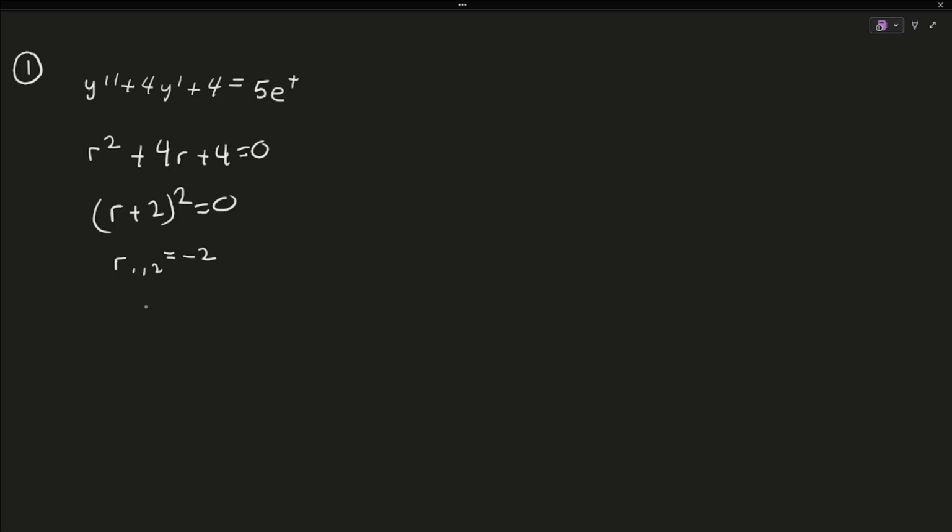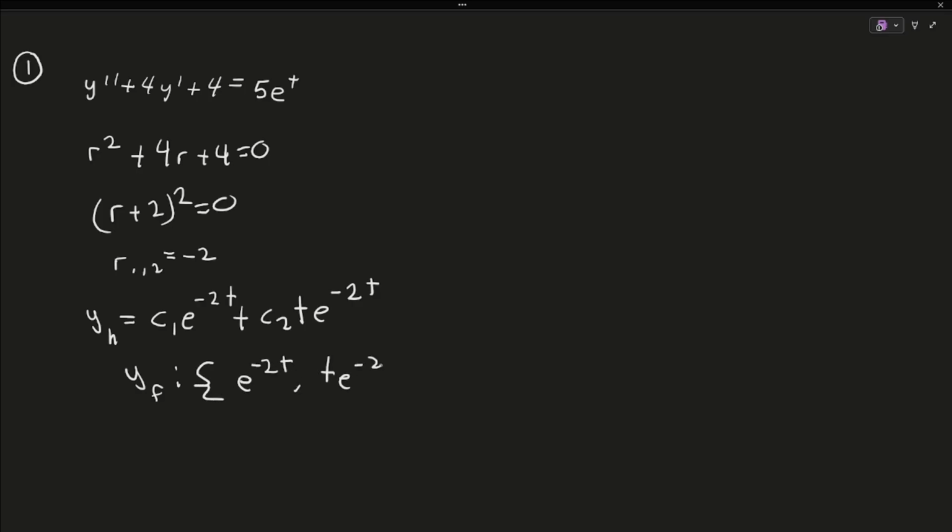And these are equal real roots. So our y homogeneous will be c1 e to the minus 2t plus c2 t e to the minus 2t. Okay, our fundamental set of solutions will be e to the minus 2t, comma, t e to the minus 2t. Okay, and let's find the Wronskian since we're going to use that a lot.